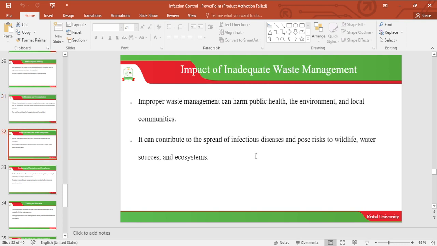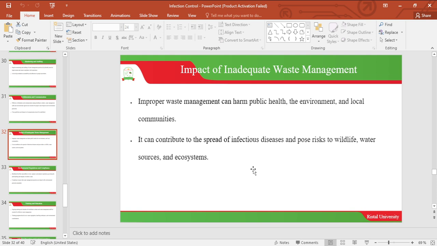Let's look at the impact of inadequate waste management. Improper waste management can harm the public health, the environment, and the local communities. Improper waste management can contribute to spread of infectious disease and pose risks to wildlife, animals, and also the ecosystem. For example, if gloves have not been disposed of in the right way, you may find that small children will get the gloves and start blowing them as balloons, yet these gloves have already been contaminated, hence spreading infection to the young children.